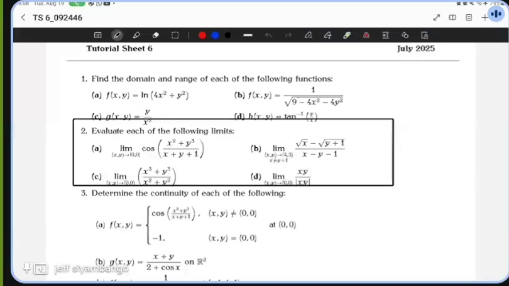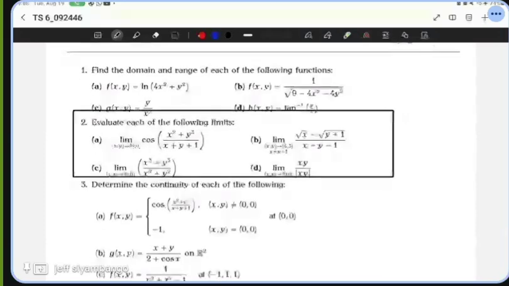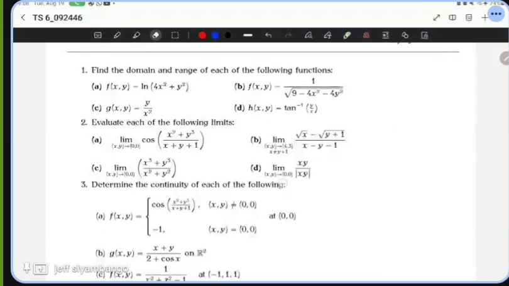Okay, so let's pick another one here. Evaluate each of the following limits. So we've done this one. This was a simple one, easy to work. So let's find another easy one to work out. The others don't seem that easy to work out, but let's pick.